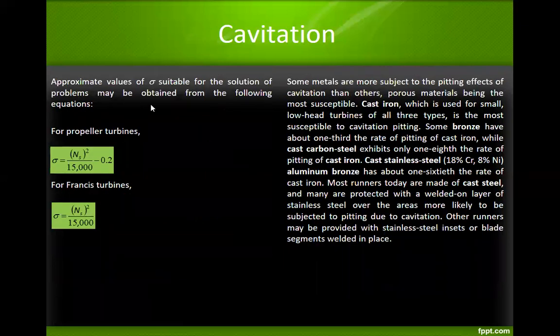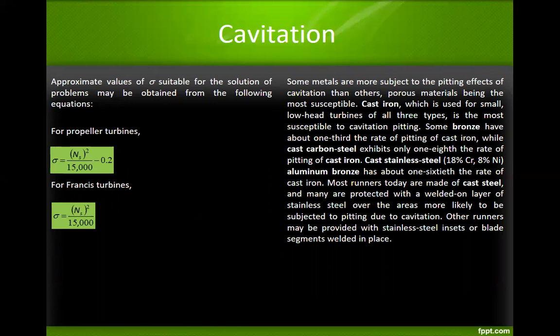The approximate value of sigma suitable for the solution of problems may be obtained from the following equations. For a propeller turbine, sigma is equal to n sub s squared over 15,000 minus 0.2. For a Francis turbine, sigma is equal to n sub s squared over 15,000.